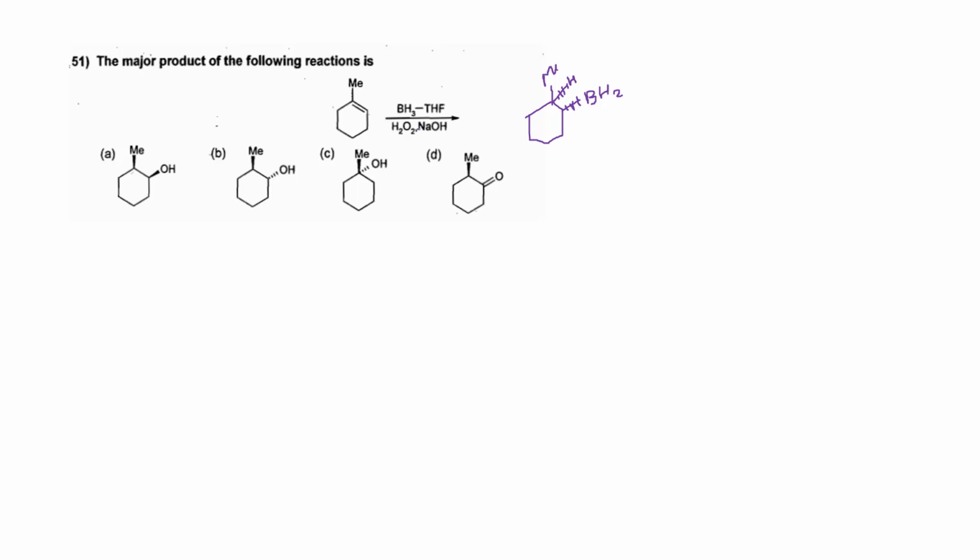Now the next step, if we add hydrogen peroxide and NaOH, what will happen? This carbon-boron bond will be substituted with the carbon-oxygen bond, and in that case the oxygen will be below the plane. So the correct option will be option B.